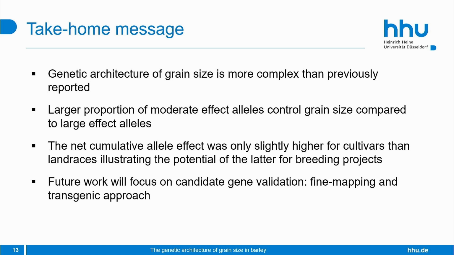And we also found that we can use landraces not only to look for the stress-related genes, but also to look for agronomically relevant traits. And this is the beginning of further work, where we want to look for the underlying genes, and we use approaches such as fine mapping to delimit the regions, and also utilize a transgenic approach to validate the candidate genes.